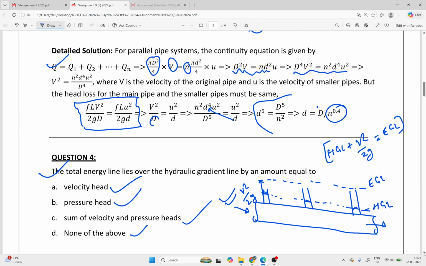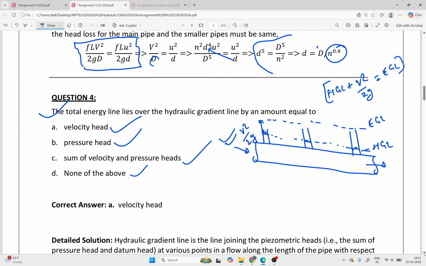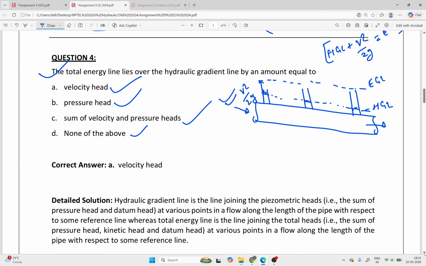Next question. Question number 5. Here some explanation is given. Let me just read it for you. The hydraulic gradient line is the line joining the piezometric heads, the sum of pressure head and datum head. Remember please, these heads are also important. Sometimes the question directly asks what the piezometric head is a combination of, whether it is velocity head, pressure head, or datum head.